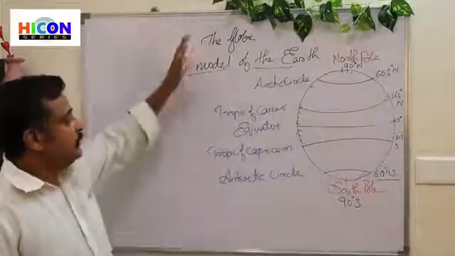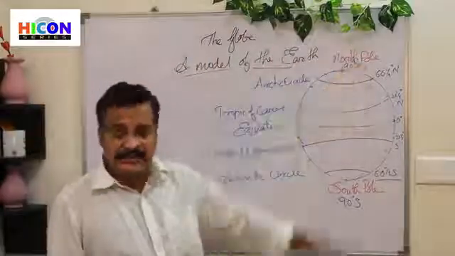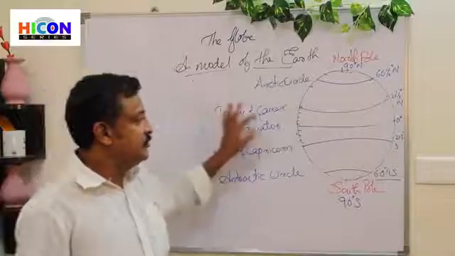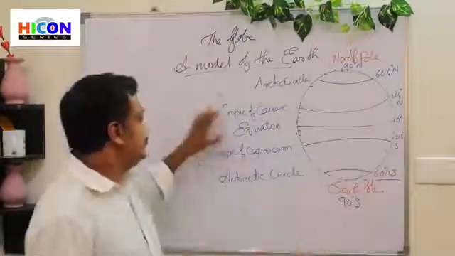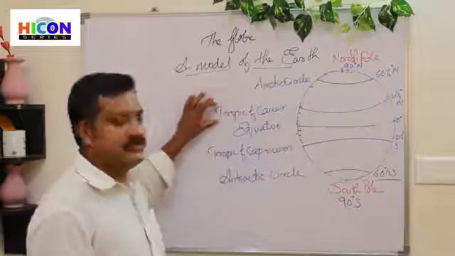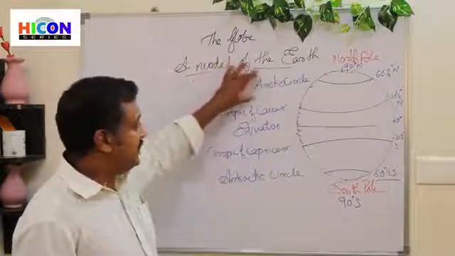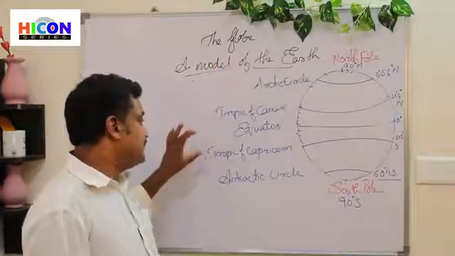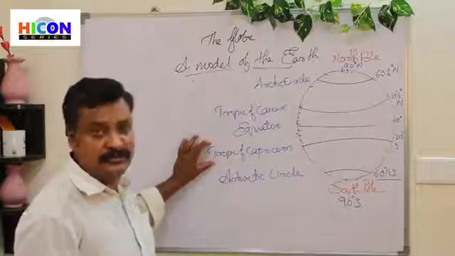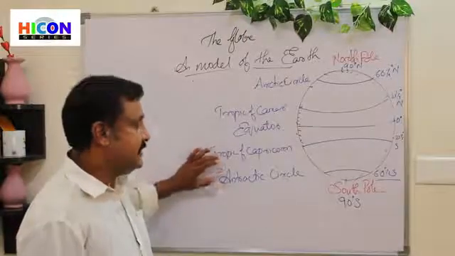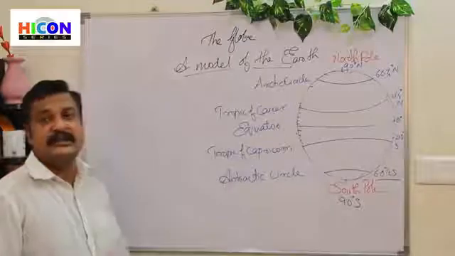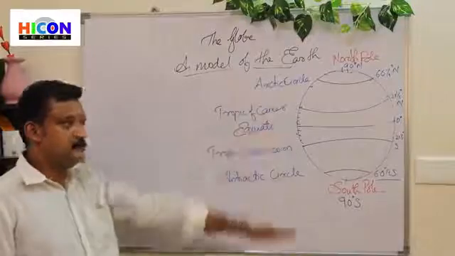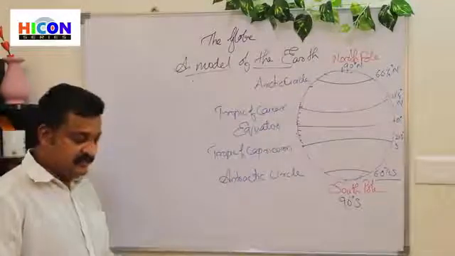Okay, so these are the major latitudes we have on the earth, right? The most important is the equator, which is 0° latitude. 23.5° north latitude is the Tropic of Cancer. 66.5° north latitude is the Arctic Circle. 23.5° south latitude is the Tropic of Capricorn, and 66.5° south latitude is the Antarctic Circle. Right? So have a look at this diagram and observe it carefully.